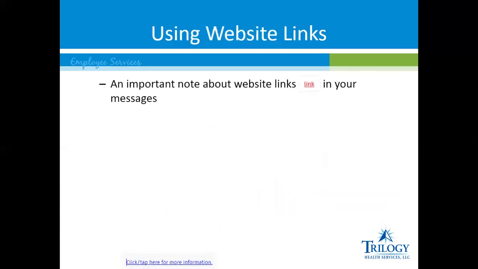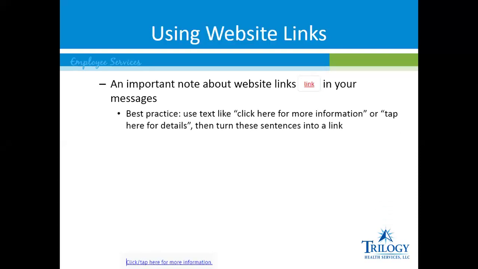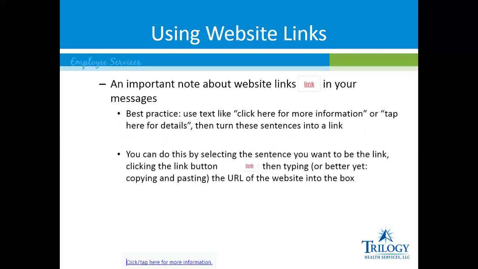And so I'm going to elaborate on using those website links. It's important to note about website links in your messages. The best practice is to use phrases like click here for more information or tap here for details, then turn those sentences into links. You can do so by selecting the sentence you want to link, clicking the link button, then typing, or better yet, copying and pasting the URL of the website into the box. Copy-pasting is better because if you make a typo in the URL of the site you're linking to, it won't work.